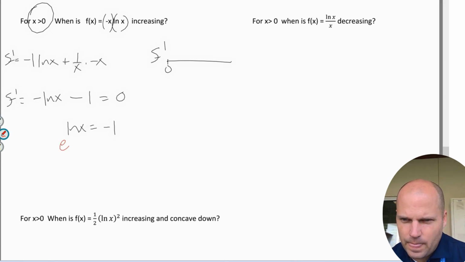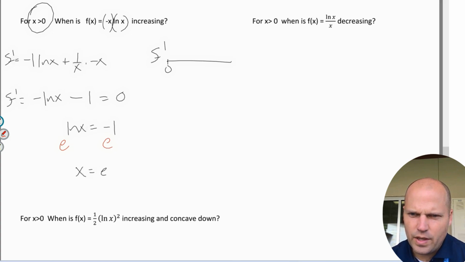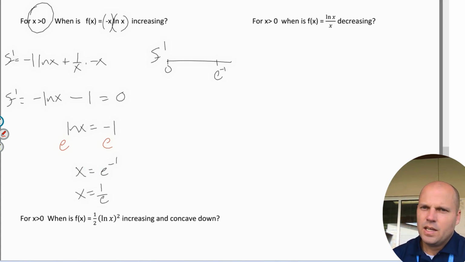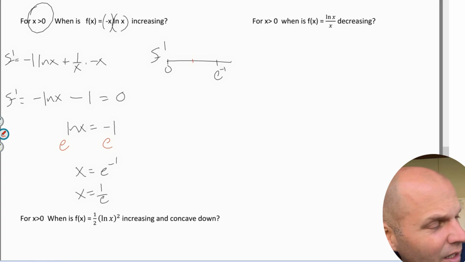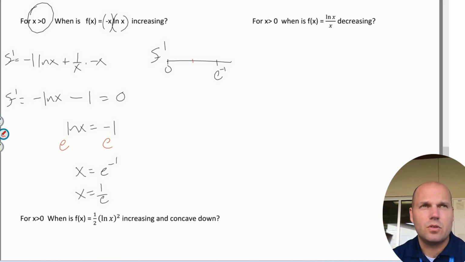And we have to know that you use e to a power to solve equations with e's, with logs. And we get this x value, e to the negative first, which is the same as 1 over e. Now the question becomes, how do I test some points? Well, some points we could test are not the same as the points that we usually test.